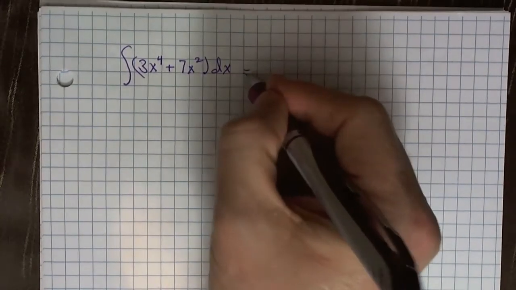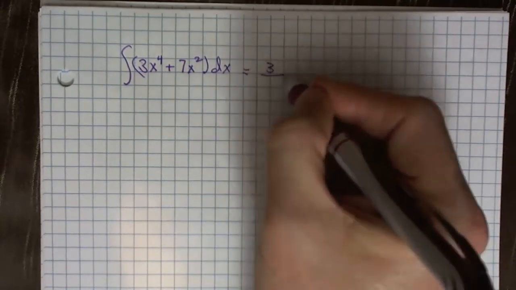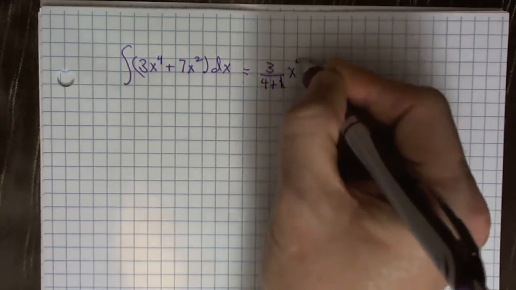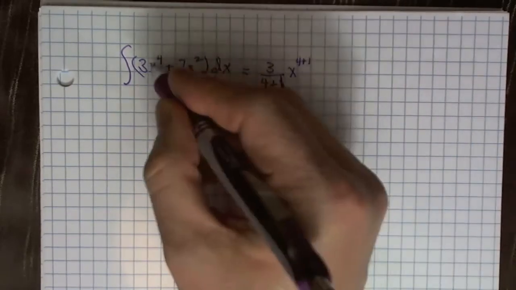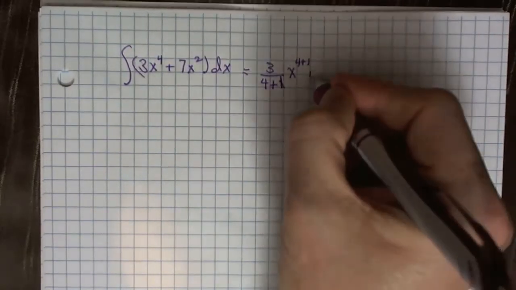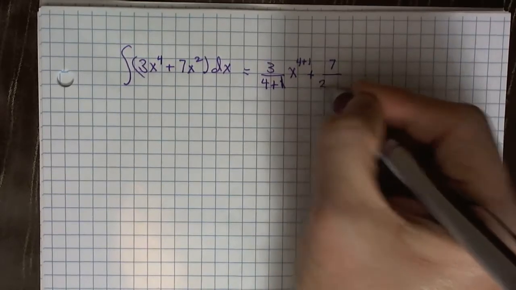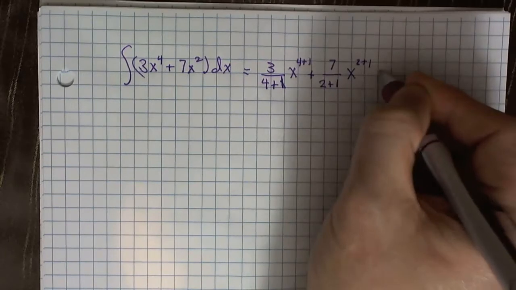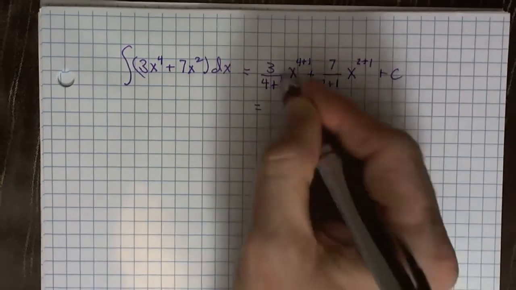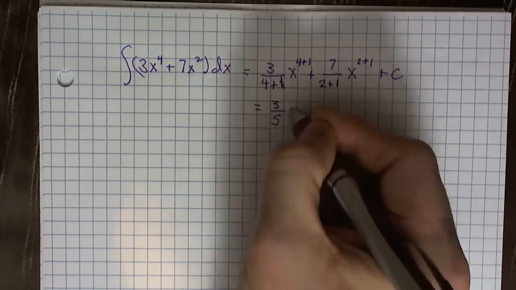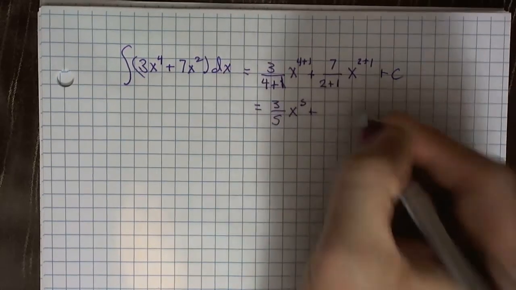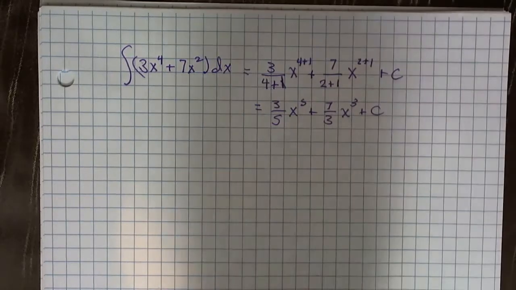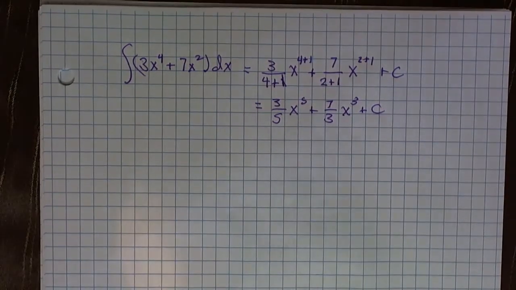So here we go. This is going to be 3 over 4 plus 1 x to the 4 plus 1. See? Just the power rule. Plus 7 over 2 plus 1 x to the 2 plus 1. And then plus c. And then we just simplify this. This is going to be 3/5 x to the 5th plus 7/3 x to the 3rd plus c. There we have it. So there's our antiderivative.